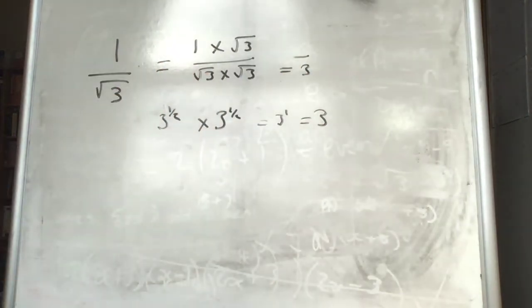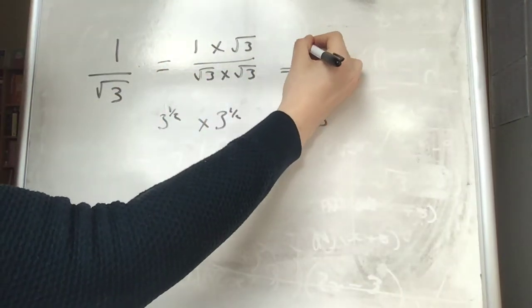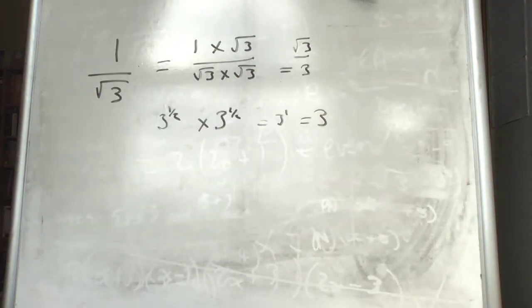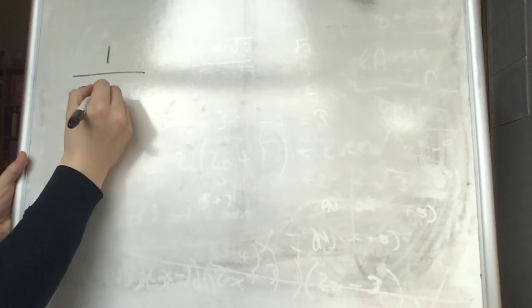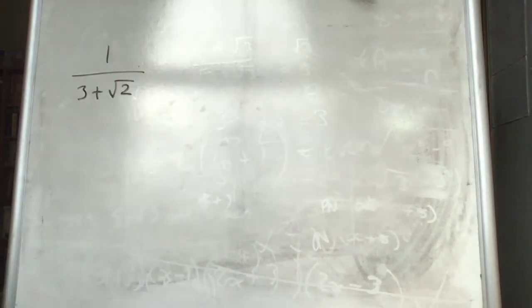And 1 times the square root of 3 is just the square root of 3. That gives us our final answer. So let's look at another example. What happens if we have 1 over 3 plus the square root of 2? How would we rationalise the denominator here?